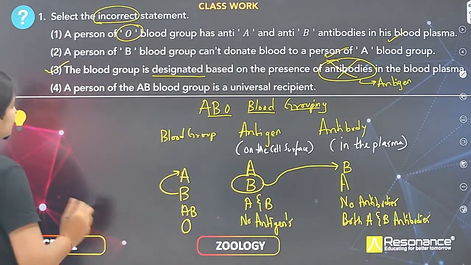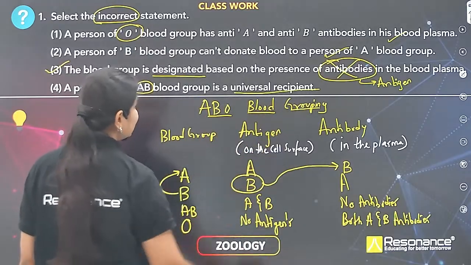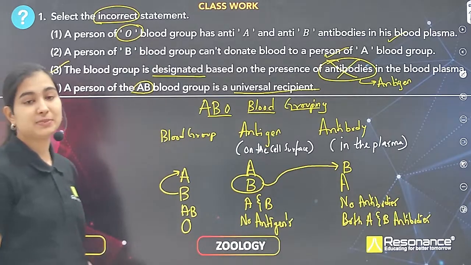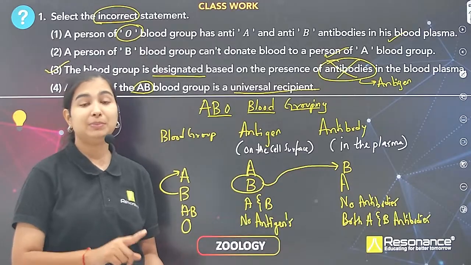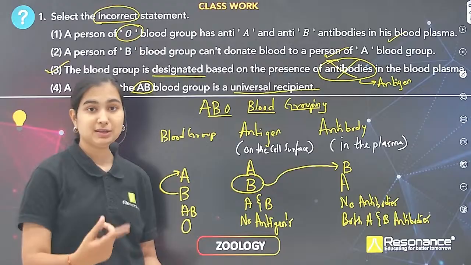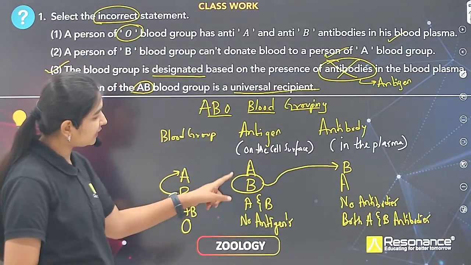Let us analyze the fourth one. The person of the AB blood group is a universal recipient. Yes, is it? Okay, so yeah, it is a universal recipient because A can donate the blood. A can give the blood to the AB. B can give the blood to AB, even AB itself and the O. Why the A can give? Because antigen A is there. Okay, why they can give to all?